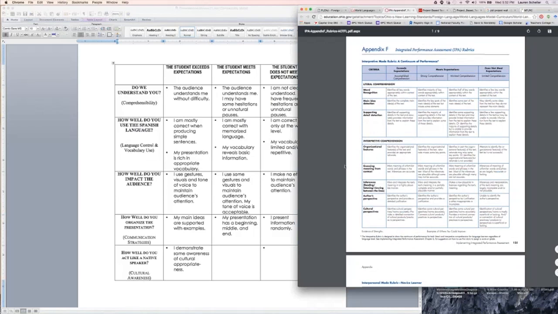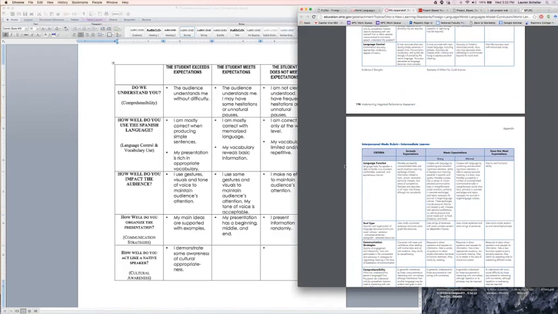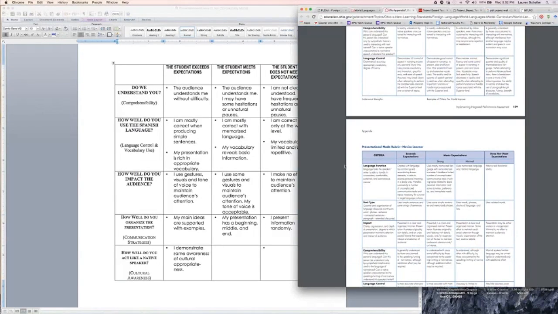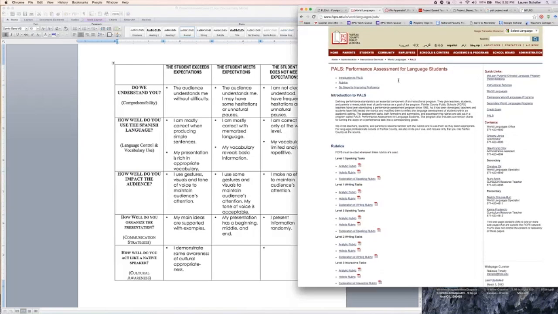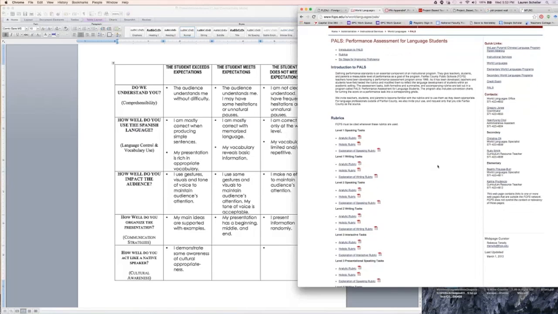But if we look again at a presentational rubric, this is interpersonal. See how it focuses on the language function, the text type, comprehensibility, language control. It's not about the requirements of the project. It's really about the proficiency level of the student. And that's what PBLL is about. It's about getting a student to acquire language and do something meaningful with the language and really perform with the language. Fairfax County Public Schools also has performance assessments for language students, and I'll share those with you as well.